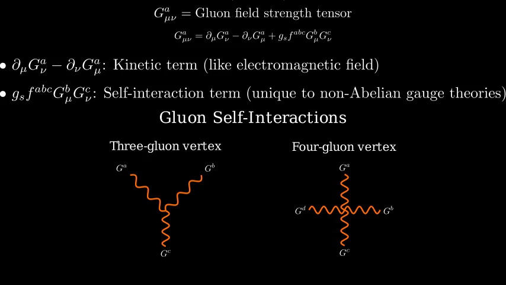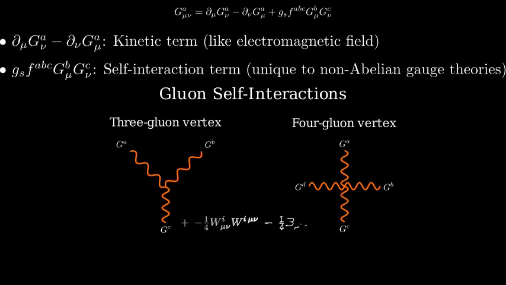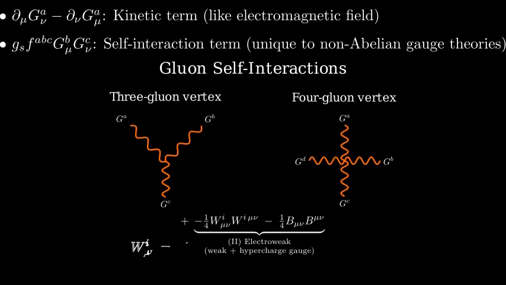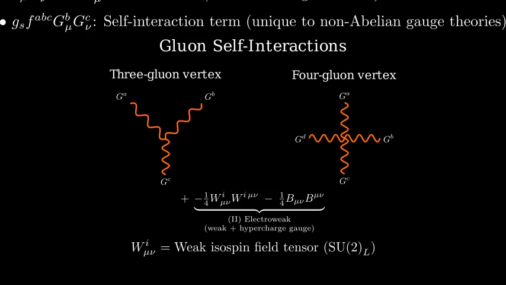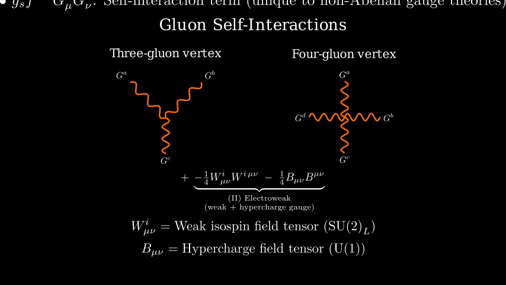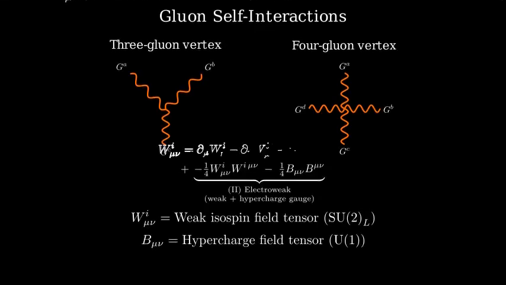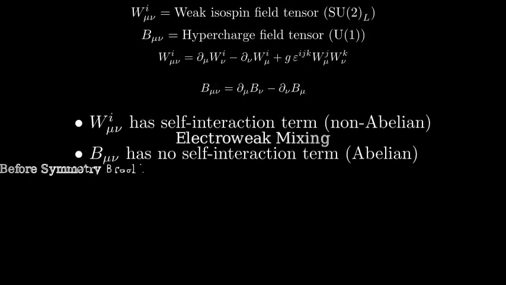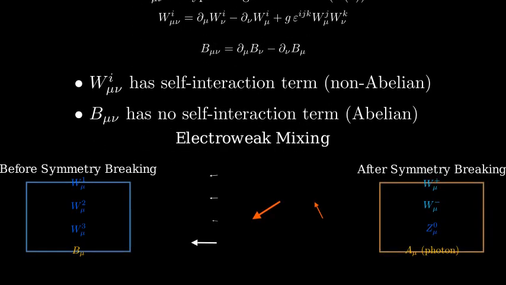Moving to the second term of our Lagrangian, this describes the electroweak gauge sector, which includes the W and B fields. The W fields correspond to the SU(2) weak isospin gauge group, while the B field corresponds to the U(1) hypercharge gauge group. Like the gluon field, the W field strength tensor includes self-interaction terms, but the B field doesn't have these as U(1) is an abelian group. After electroweak symmetry breaking, these fields mix to give us the physical W plus, W minus, Z naught bosons, and the photon.